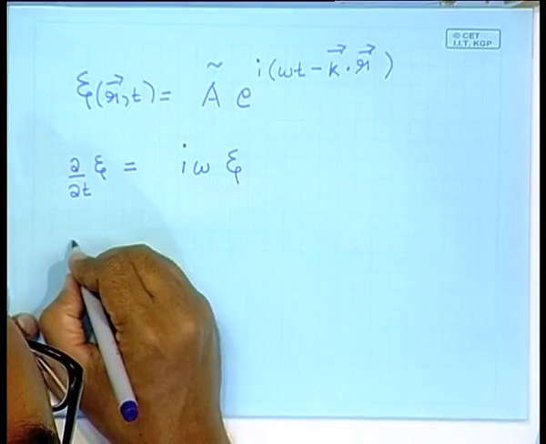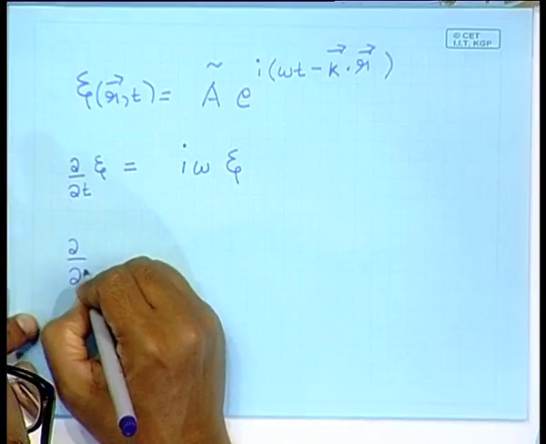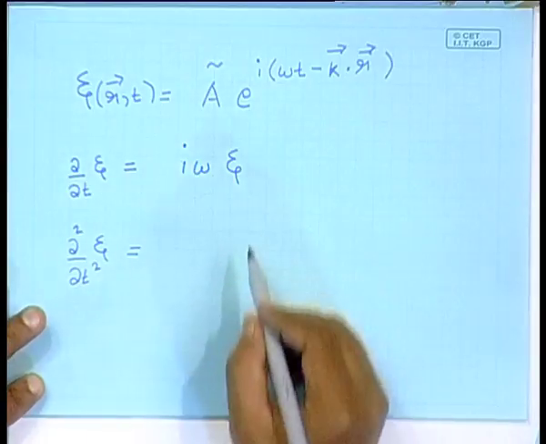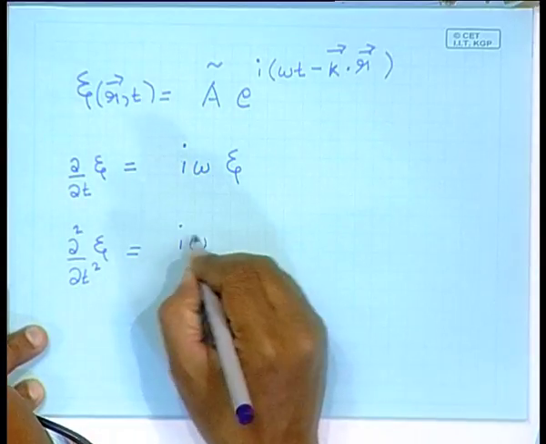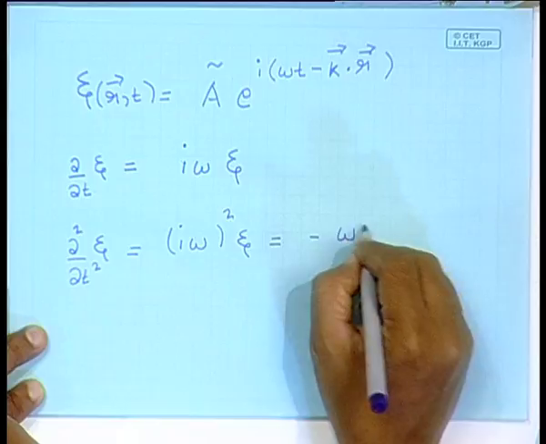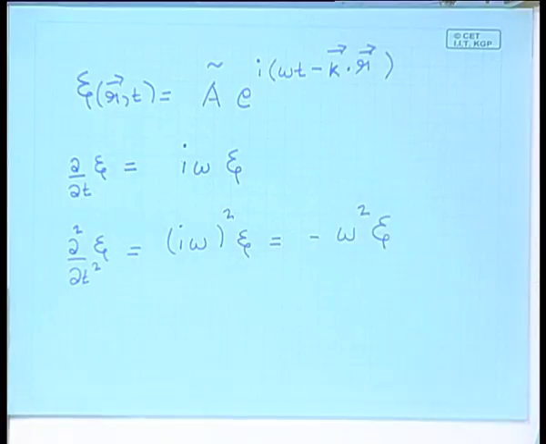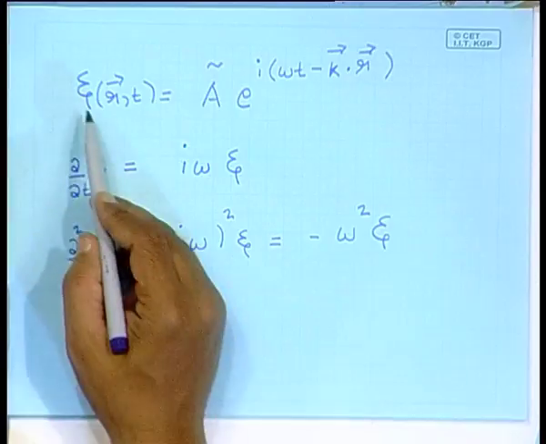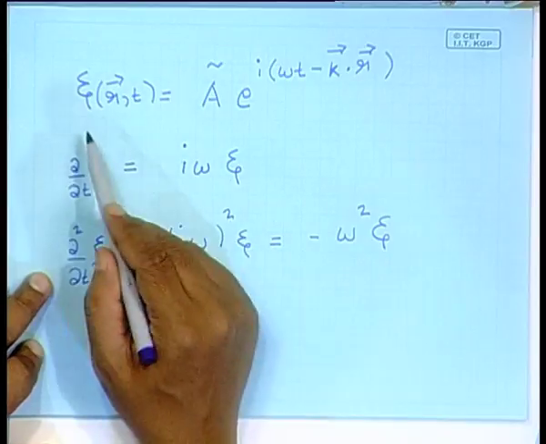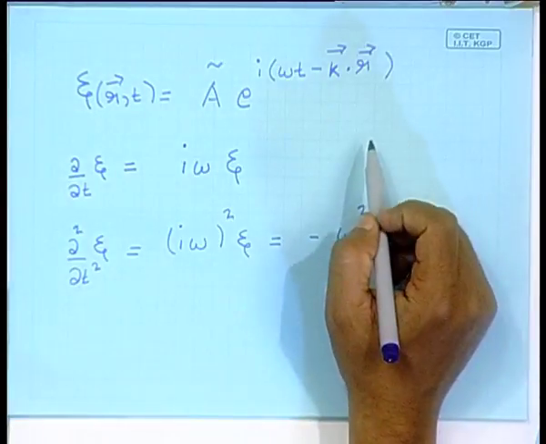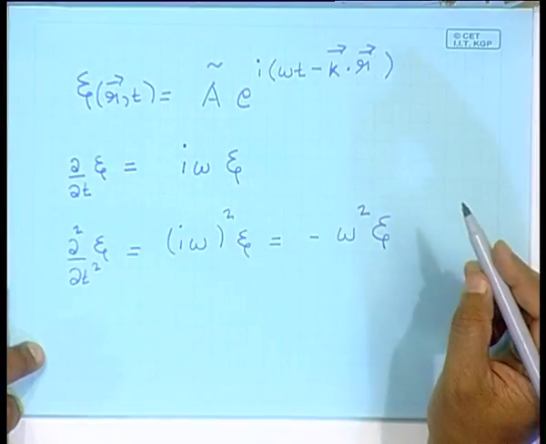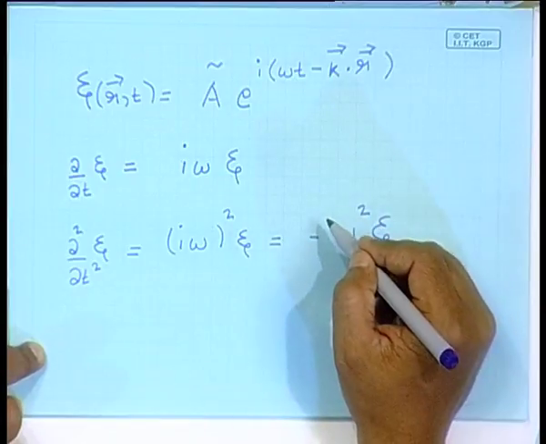So, if I differentiate xi twice with respect to time, we get one more factor of I omega. So, we will have I omega squared xi, which is minus omega squared xi. So, what we see is that if we differentiate this plane wave solution twice with respect to time, it is equivalent to multiplying it with a factor of minus omega squared.